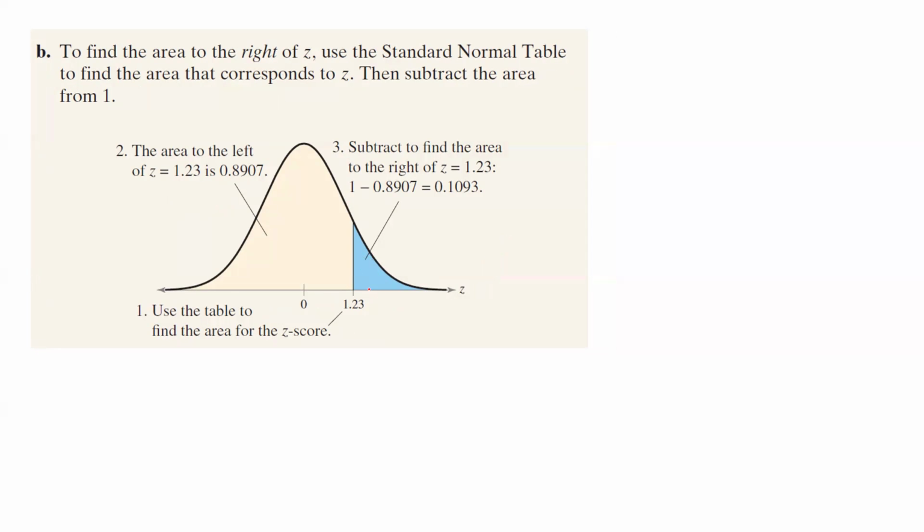For example, if you're interested in finding the area or probability to the right-hand side of 1.23, logically we say that the total area is 100% minus the area to the left, which gives you the area to the right. So this 1 is the total area. The area to the left is 0.8907. If you do the subtraction, you get this little area to the right-hand side.